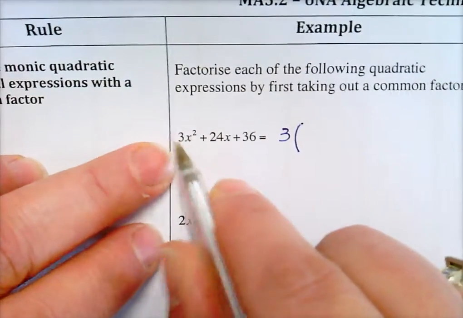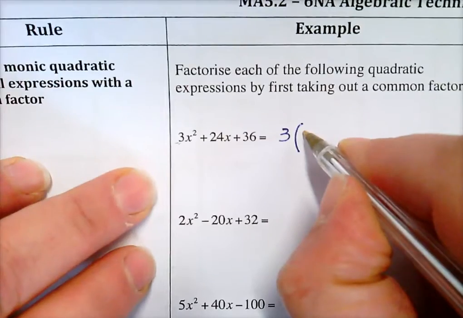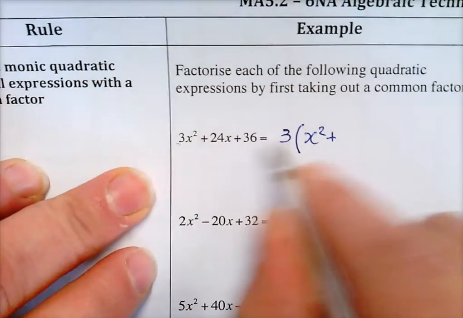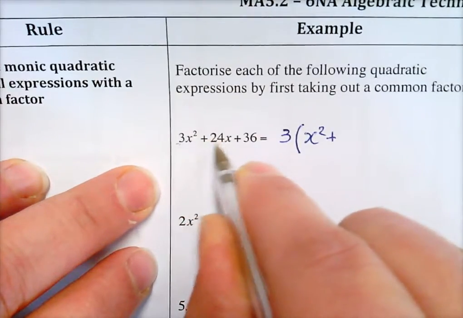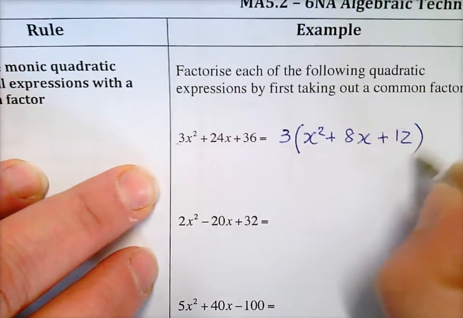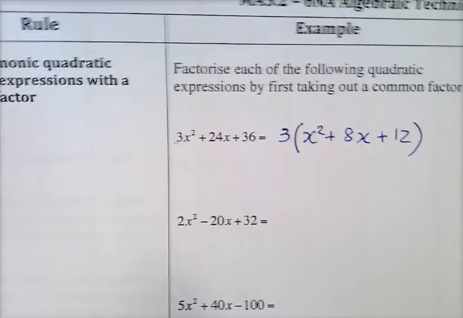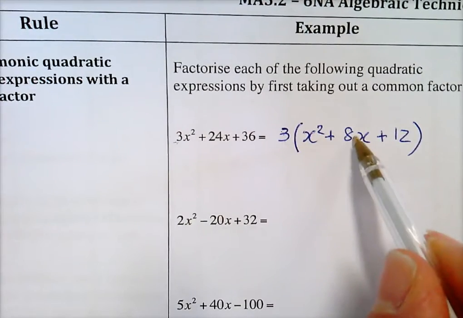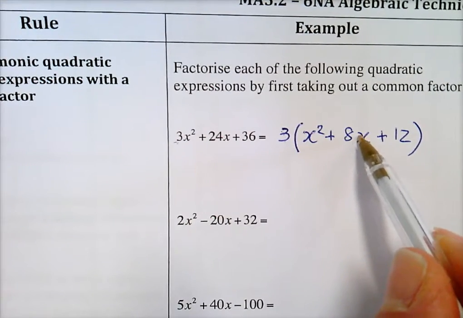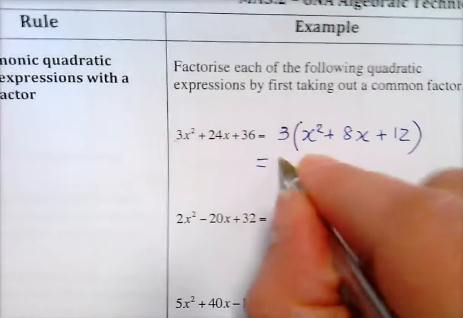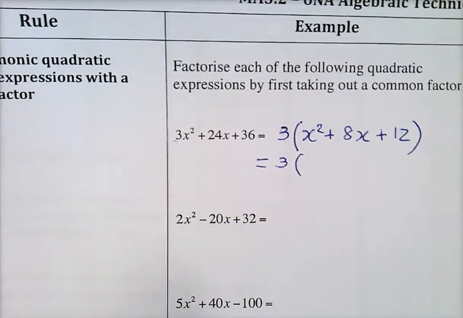So 3, what do I write here? If I take out 3, it's x squared plus... if 3's been taken out of there, what have I got? Plus 8x plus 12. Are we okay with that? So that's the same as 3x squared plus 24x plus 36, I'm checking my factorisation. That works. Now we keep the 3 there, don't go and lose it.